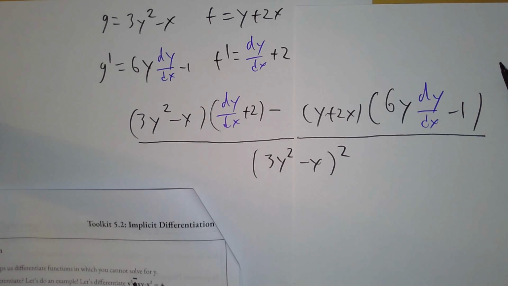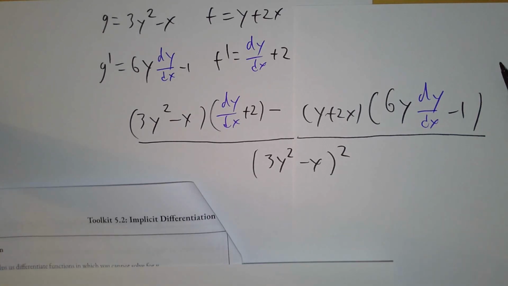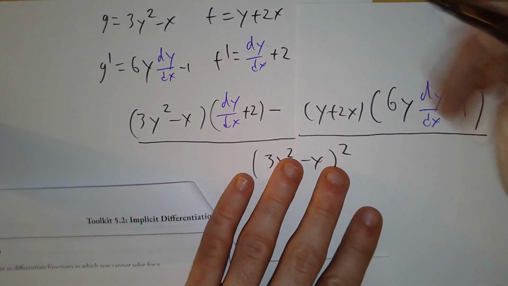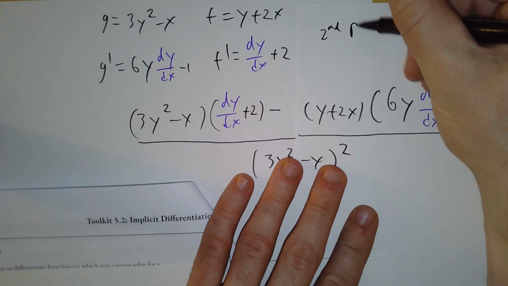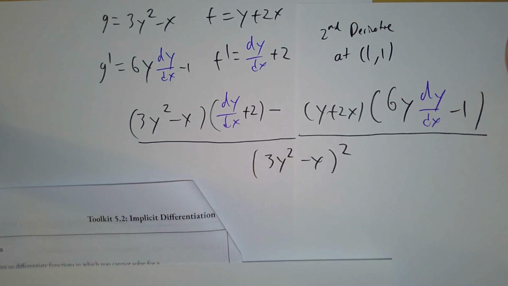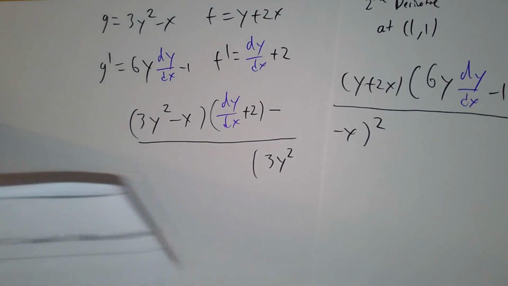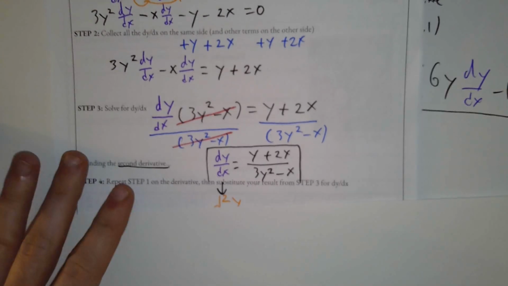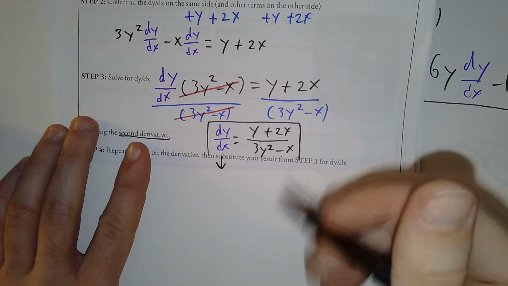Okay? So I'm going to make up a point that I hope is going to work out. I assume will work out. And we will just do 1 comma 1. So I will evaluate the second derivative at 1 comma 1. So here's what I'm going to do. I'm going to go back to the original derivative. I'm back to the original right here. And I'm going to plug in a 1 and a 1.